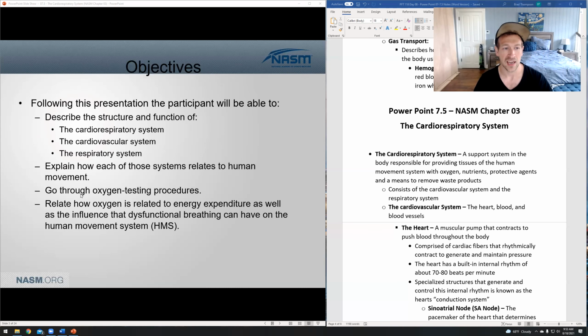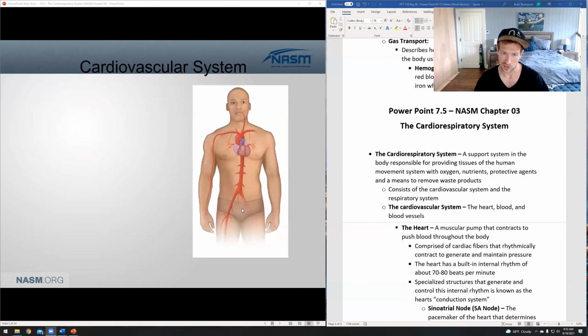Our objectives today are to understand, so we are going to review the cardiorespiratory system. We are going to review the cardiovascular system. We're going to review very briefly the respiratory system, even though we just talked about it. And then we're going to put them together in the cardiorespiratory system. We'll talk about how each of them is related to human movement. We can't move without being able to deliver oxygen and so on. We'll also talk a little bit about oxygen testing procedures and how that is related to energy expenditure.